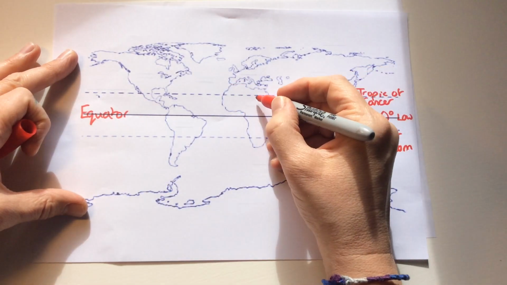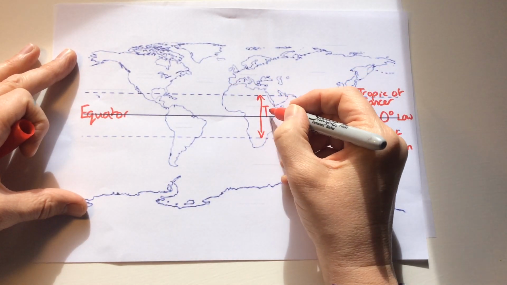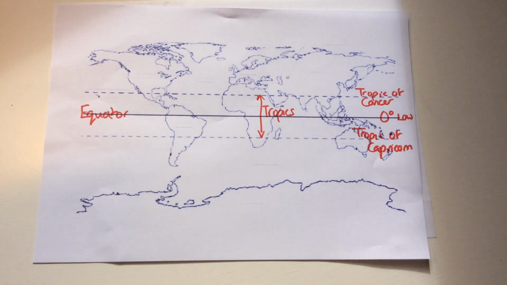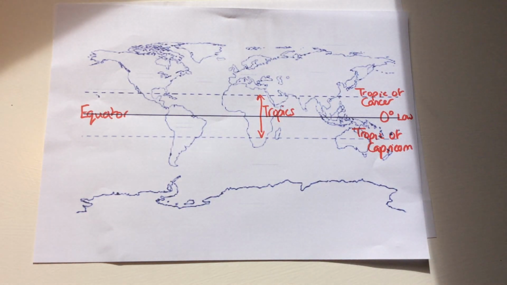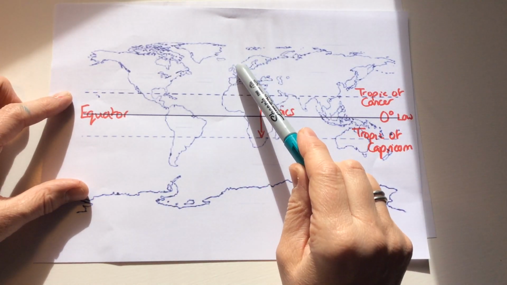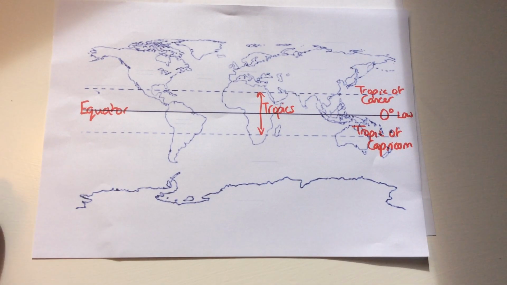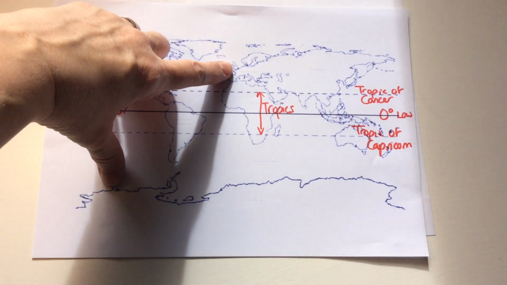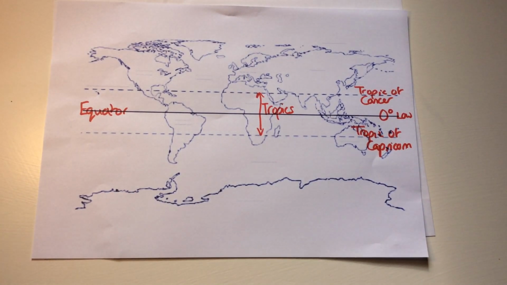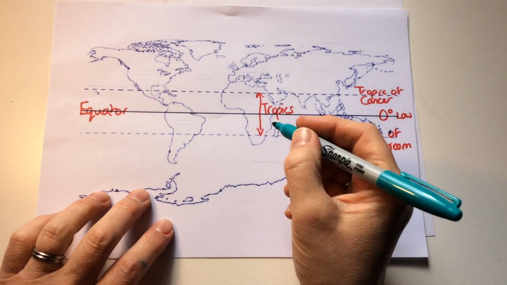The area between these we call the tropics. So the fact that we're talking about tropical storms tells us something about where we're going to see these storms occurring, and obviously it's very likely to be between these lines. Now we're up here in the UK, so it's very unlikely that we will have a tropical storm up in the UK.